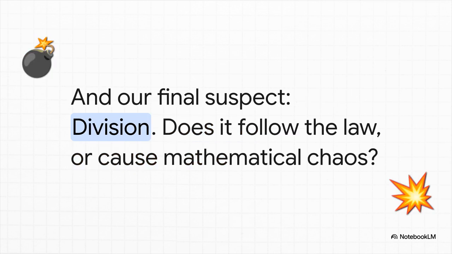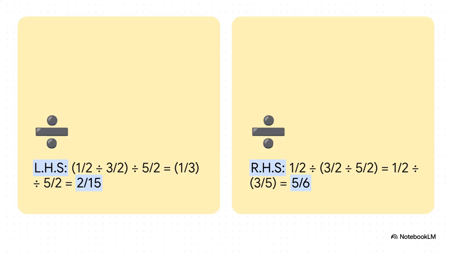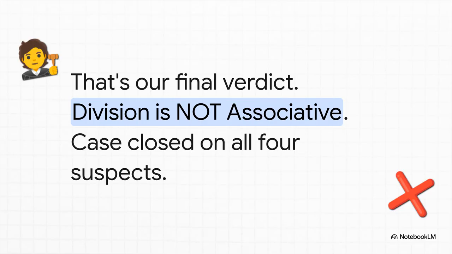Last but not least, let's bring in division. Does it follow the law, or is it out there causing mathematical chaos? Okay, let's look at this last piece of evidence. Remember, to divide by a fraction, you just multiply by its inverse. So if we do the math on the left side, our final result is 2/15. But on the right side, grouping the numbers differently gives us 5/6. Just like with subtraction, changing the grouping completely blows up the outcome. And there it is, our final verdict. Division is absolutely guilty of breaking the associative law. Case closed on all 4 of our suspects.